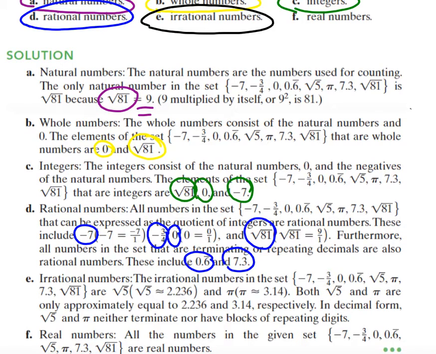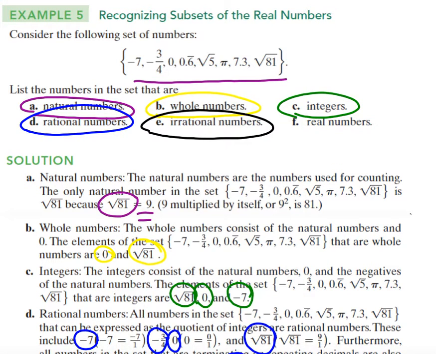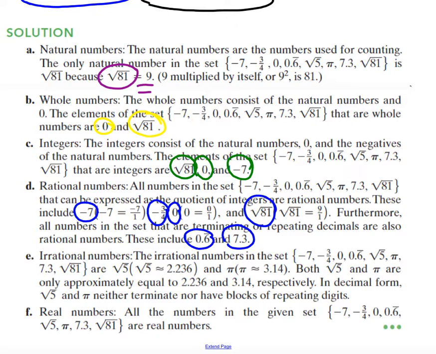All right, irrational. Irrational numbers are numbers whose decimals do not terminate, and they're not repeating. So here are some examples. Here you can look at the square root of 2, negative square root of 3, our popular pi, negative pi over 2. So our irrational number set here is square root of 5, and pi. Neither of them terminate, nor are they repeating.